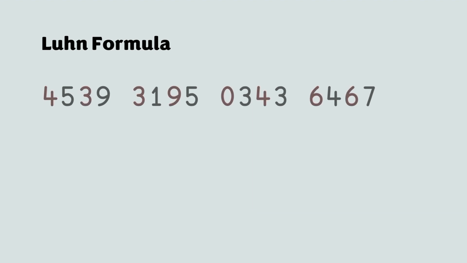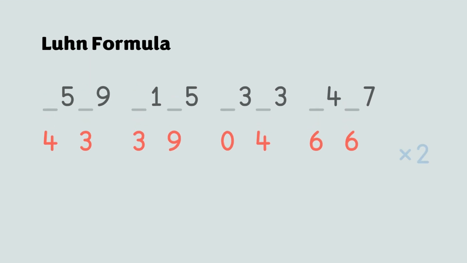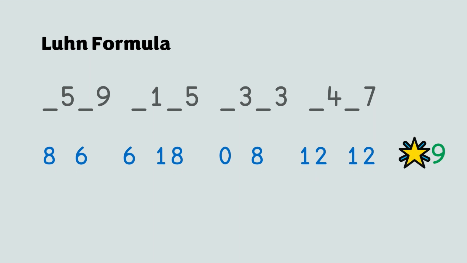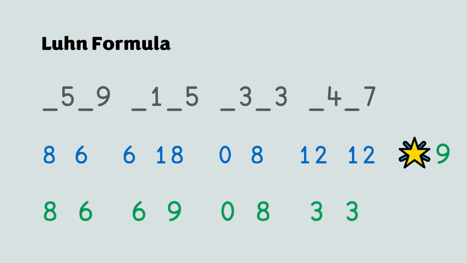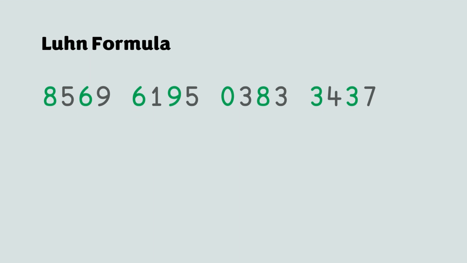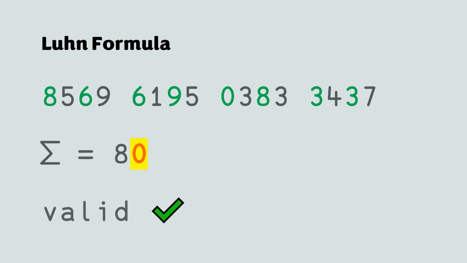We take every second digit starting from the right side. Multiply these digits by 2. If the result is greater than 9, then subtract 9. This way, we always end up with a single digit. For example, the original digit was 6, then multiplied by 2, the result is 12, minus 9 is 3. Finally, add all these numbers and also the other digits that we did not change. If the sum is divisible by 10, then according to the Luhn formula, the number is valid.